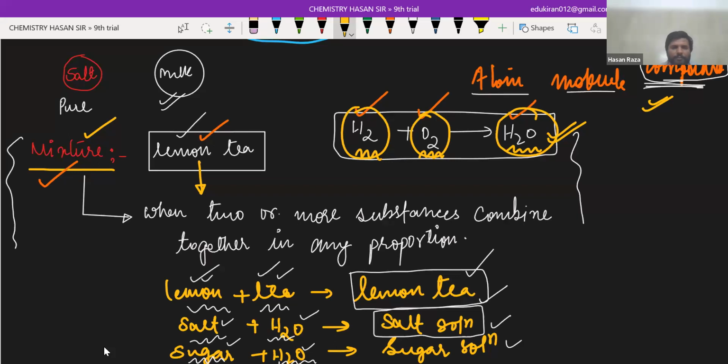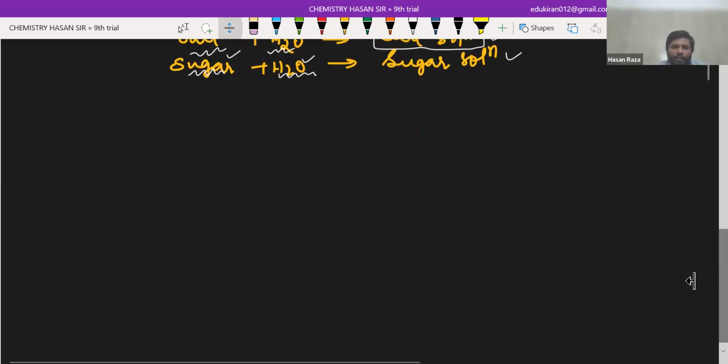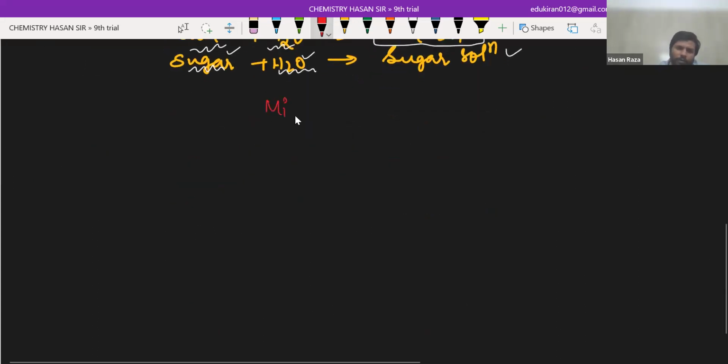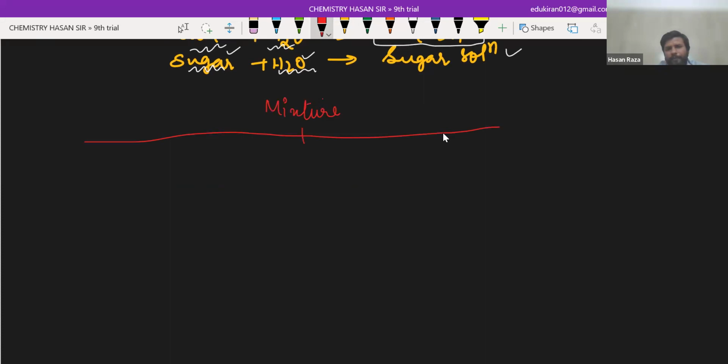So I finished. Very good. Now we are going to first see how many types of mixture there are on the basis of mixing. Now mixtures are of two types. One is homogeneous mixture, and another is heterogeneous mixture.